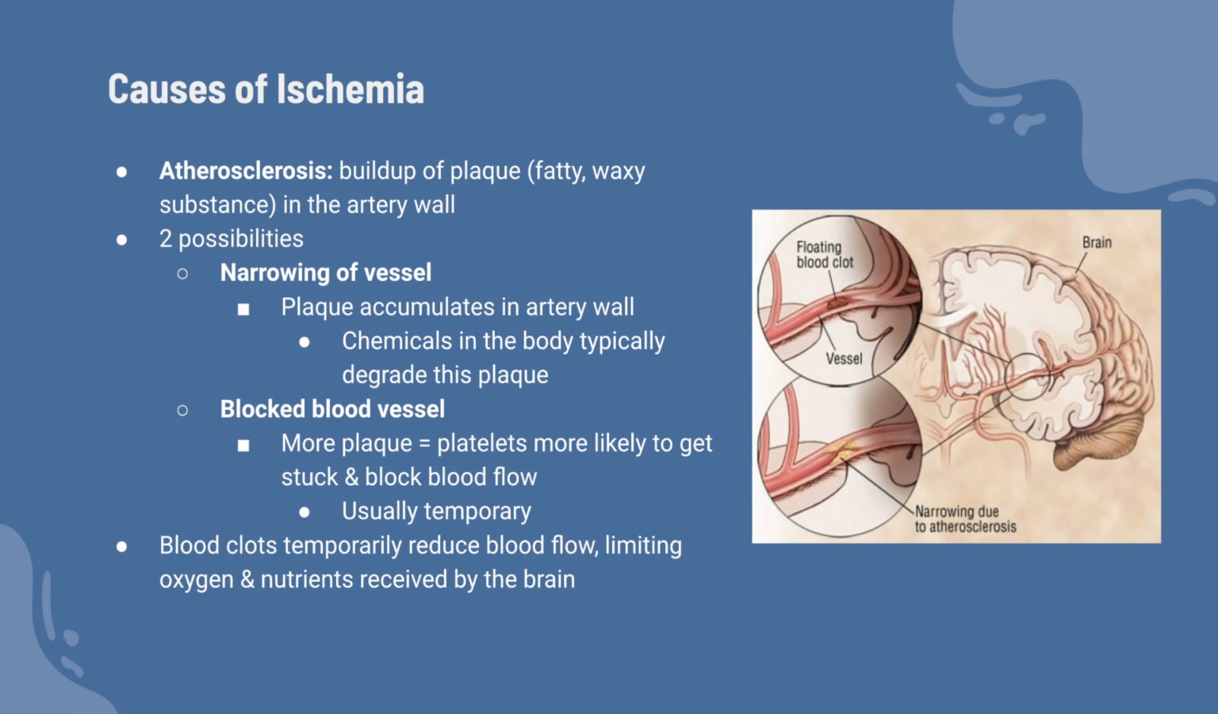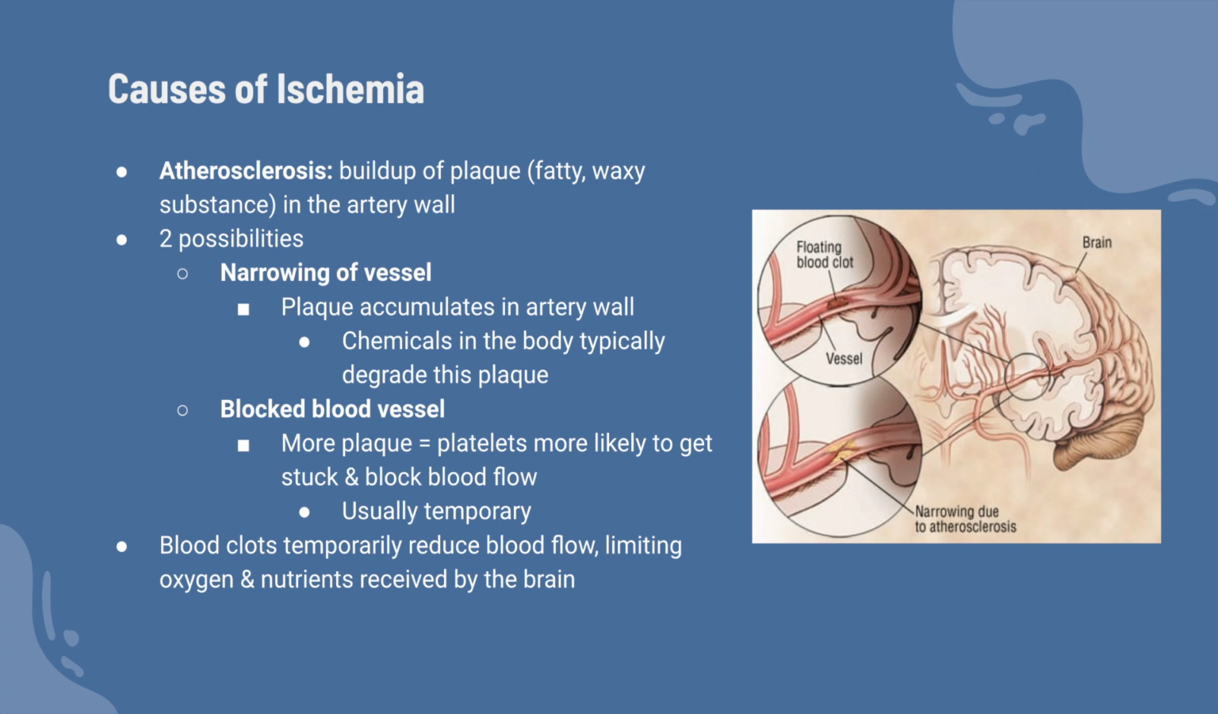So, common causes of ischemia, the main one we have here is atherosclerosis. We'll get into more risk factors later, but atherosclerosis is basically a buildup of plaque in the artery wall, and there are two main possibilities here. We have the narrowing of a vessel and a blocked blood vessel. With narrowing of a vessel, plaque starts to accumulate in the artery wall, and this makes it very hard for blood to get through and reach the brain.